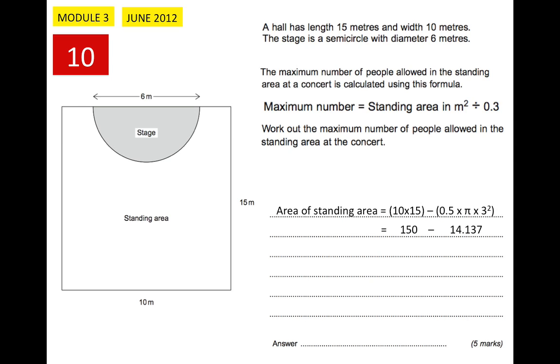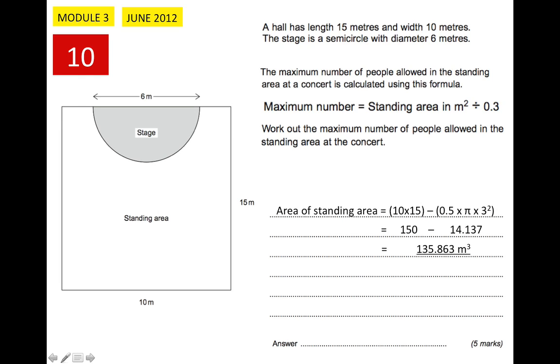And then you work that out, and it's 150 for the rectangle minus 14.137 for the half of a circle, which is 135 point something. And then it says the maximum number of people allowed at the concert is worked out from the standing area in meters squared. And I've just realized I put meters cubed there. That's an error. That should be meters squared divided by 0.3.